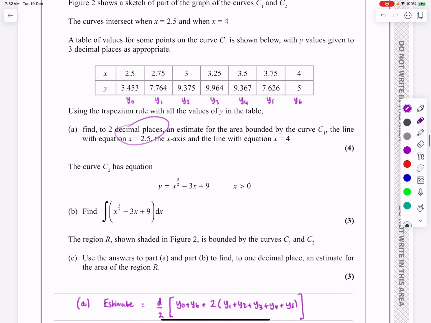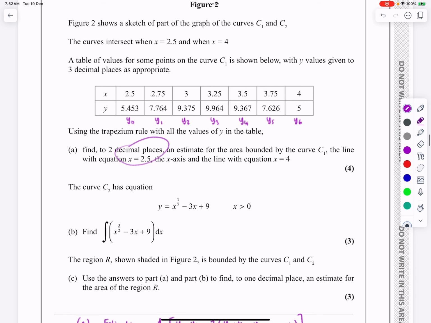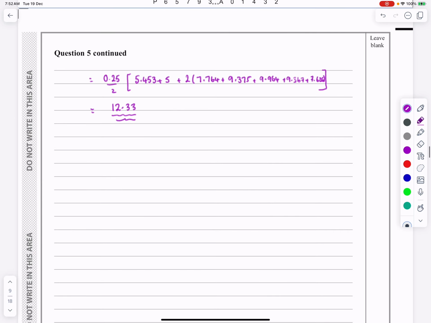Then part B says, we actually know the equation of the curve now, it's x to the 3 over 2 minus 3x plus 9. Can we just find the integral of that? Well, yeah, that should be absolutely straightforward. Part B, if I want to find the integral of x to the 3 over 2 minus 3x plus 9 dx, this should cause me no problems at all. Remember the rule, add 1 onto the power, divide by the new power. So adding 1 on to 3 over 2 makes 5 over 2. Dividing by 5 over 2 is the same as timesing by 2 over 5.